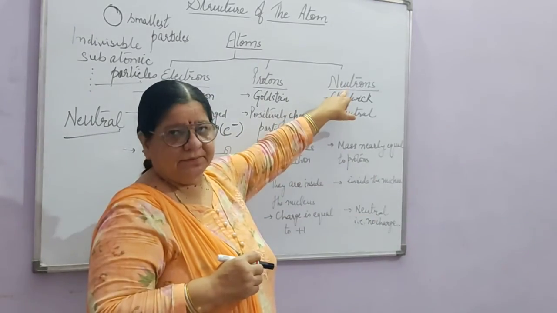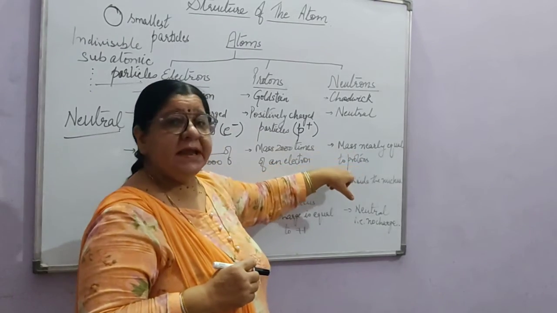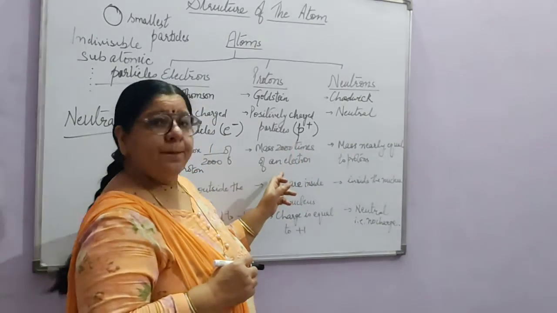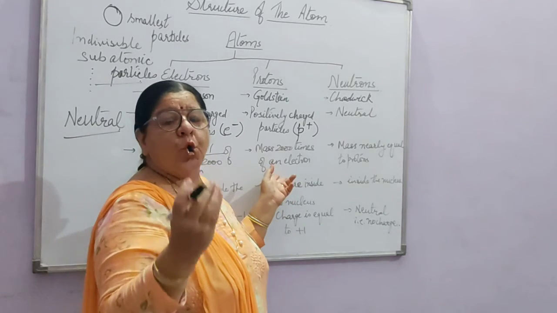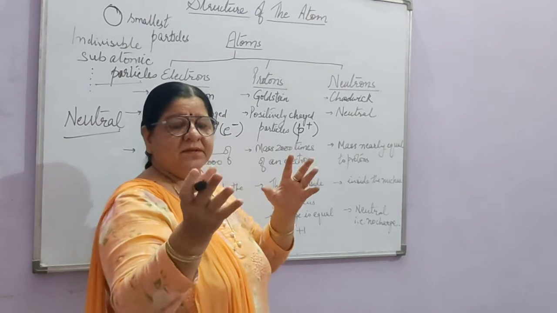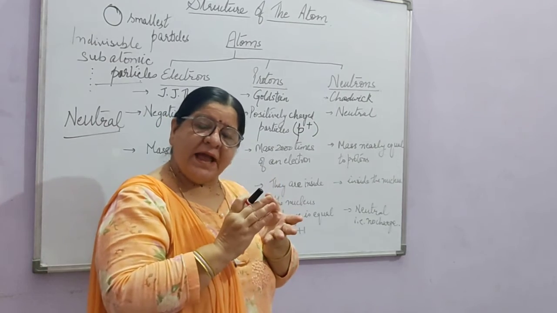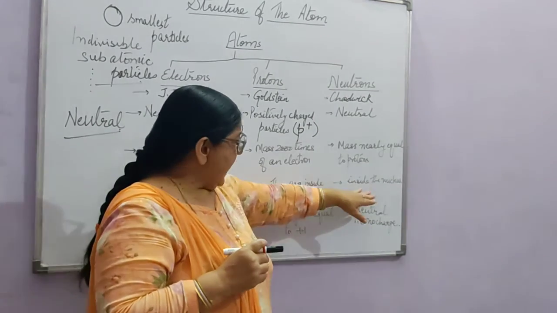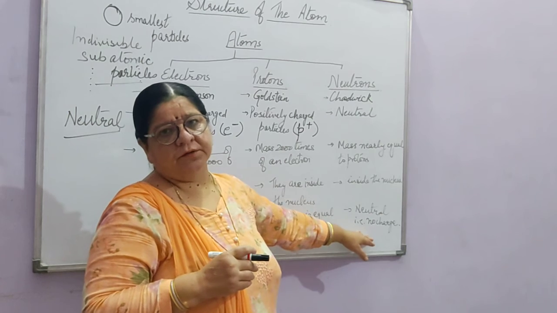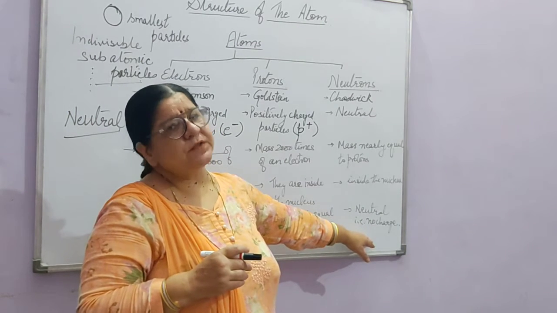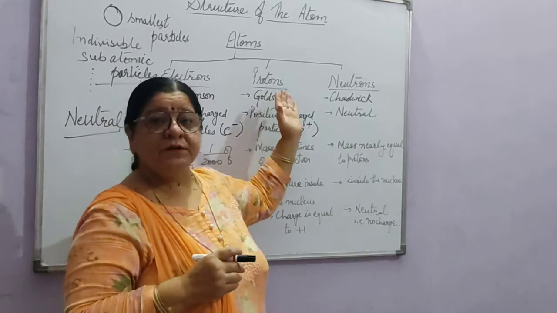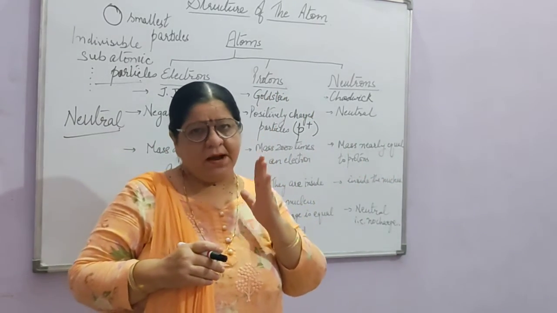as neutrons. The mass is nearly equal to protons. The mass of neutrons is nearly equal to the mass of protons. That means the total mass of the atom is the mass of the protons and that of the neutrons. And they are also found inside the nucleus, right? They have no charge. No charge was found in the neutrons, so they are neutral, right? So this is about electrons, protons and neutrons, which are the subatomic particles.